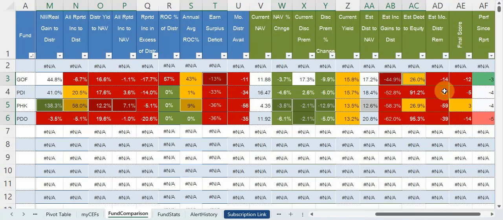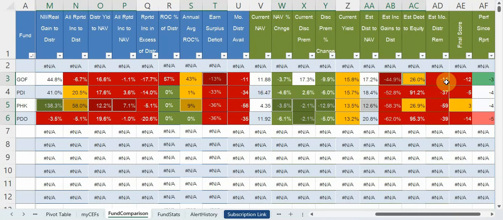Now, the estimated monthly distributions remaining. Because of the negative net asset value percentage change for all four funds, the estimated monthly number of distributions available has decreased even lower than the prior reported monthly distributions available. You can see that GOF started with a negative 11 and the NAV is down 3.7%, which represents an estimated negative 3 monthly distributions.